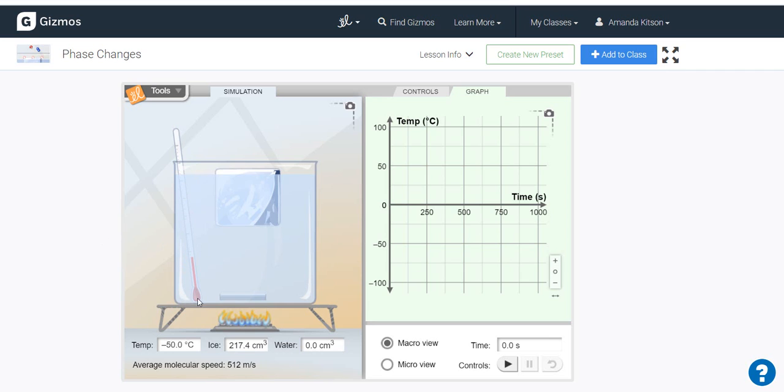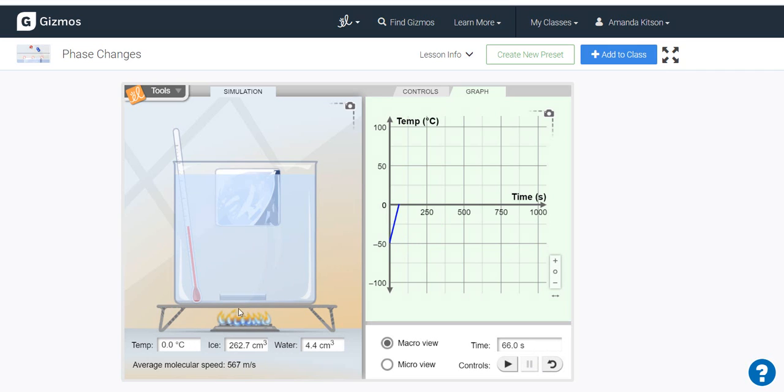So we have a beaker of ice water. It's really cold. It's starting out at negative 50 degrees Celsius here. And I'm going to click play. We're going to heat it up. And what you'll see on the graph is the phase change, or the heating curve is what you're going to see. So just keep your eye on the graph over here, and you can see that the temperature's going up and up and up.